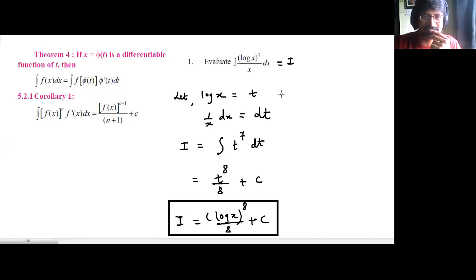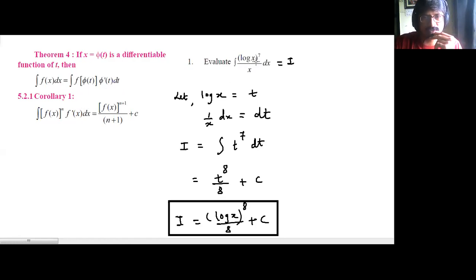This is video number 3, and today I'm going to teach you substitution. So, what exactly is substitution? Look at this. This is theorem 4. F of x is defined as phi of t, a differentiable function of t. x can be any function in terms of t that is differentiable. Then integration of f of x becomes integration of f of phi of t times the derivative of phi of t dt. Means exactly this.